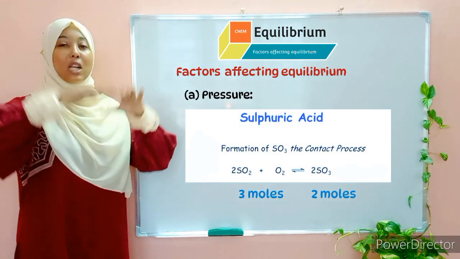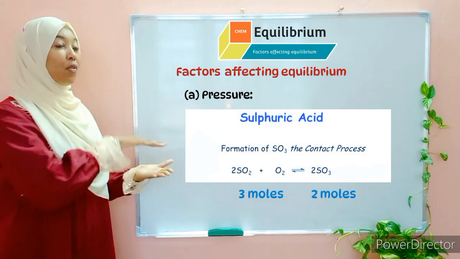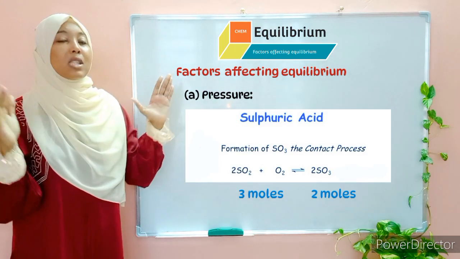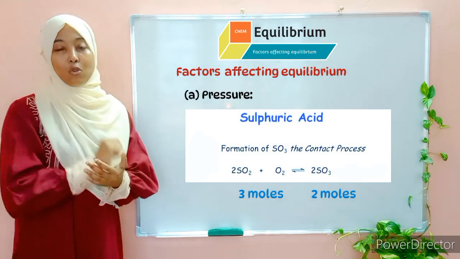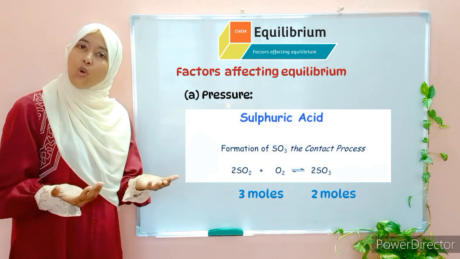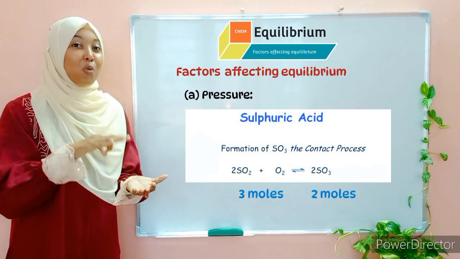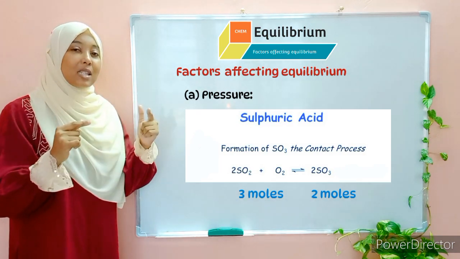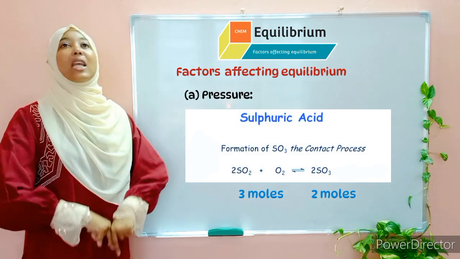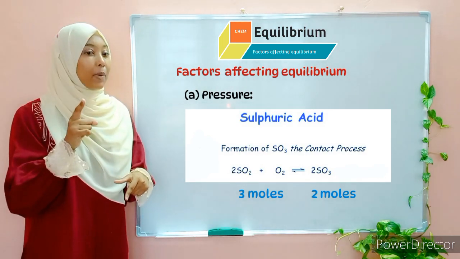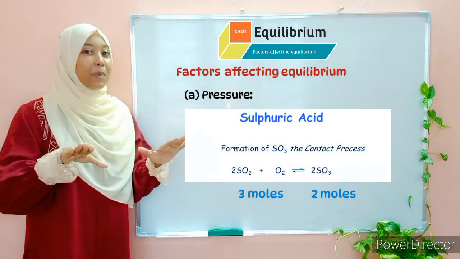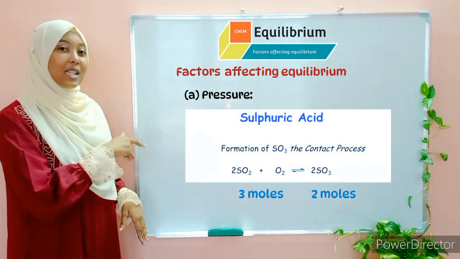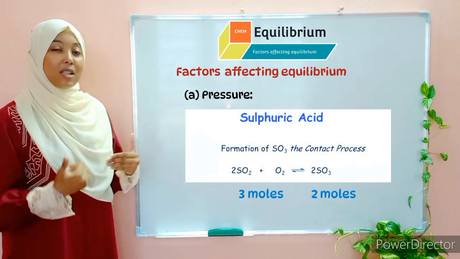Therefore, if we were to increase the pressure, it's going to favor the forward reaction, ensuring that a higher yield of sulfur(VI) oxide is produced. What if we lower the pressure? If we were to lower the pressure, the system will act in a way that will increase the pressure. You're lowering the pressure, it increases it. That is simply what it's telling you. So if you lower the pressure, the system will act in a way that increases the pressure.